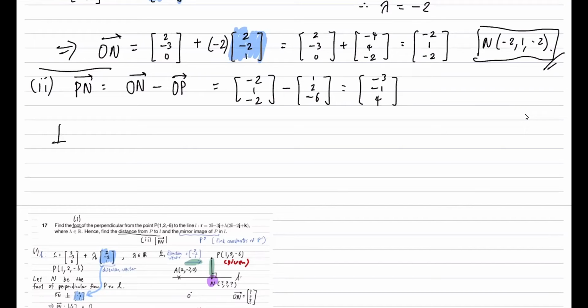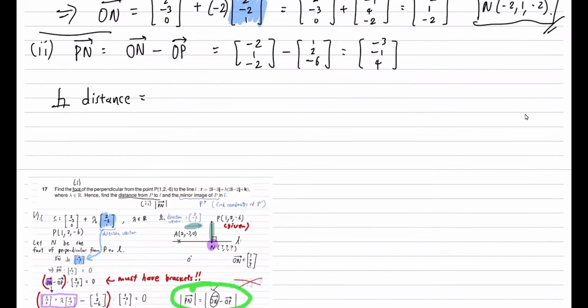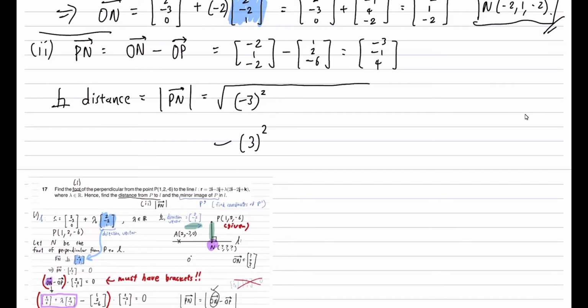What do I need? The perpendicular distance, which we already know ahead of time, is this guy, right? The modulus of PN. So we can just find the modulus of this (-3, -1, 4). So take note, -3 with a bracket around it, then square. Are we clear? It's different from -3 then bracket square, or if you never put a bracket. This is wrong. This is correct.